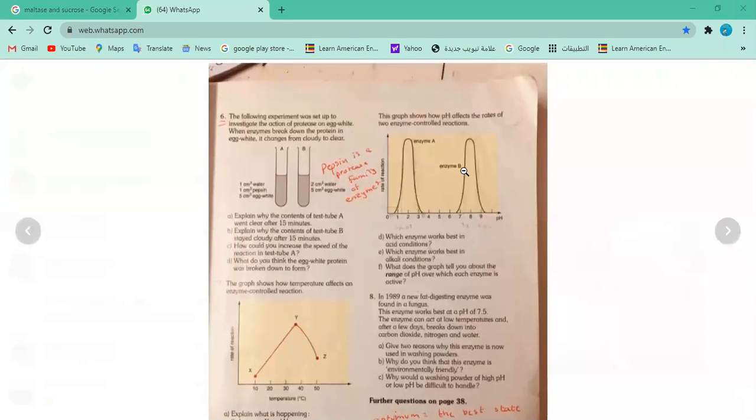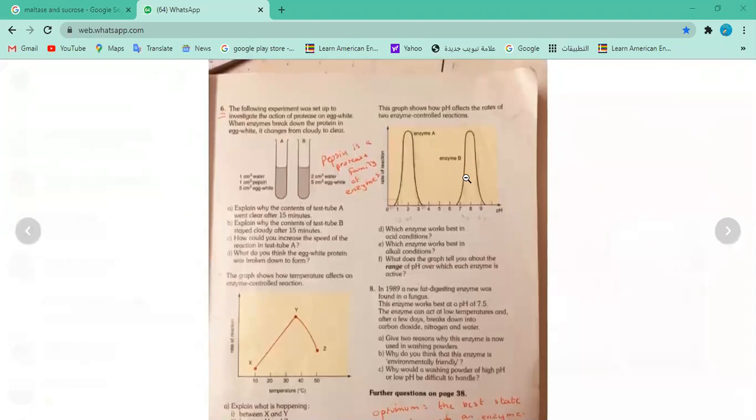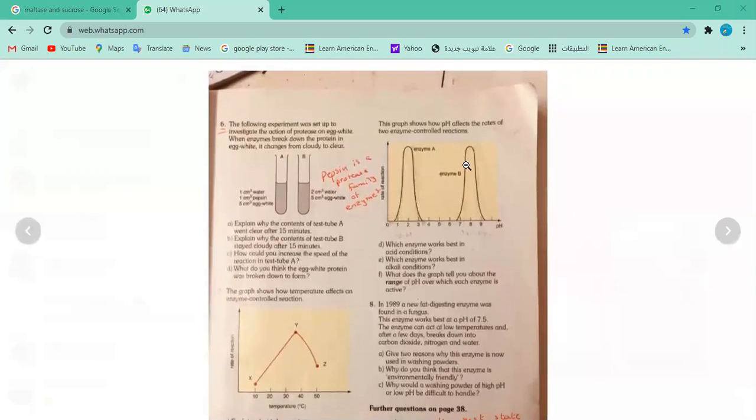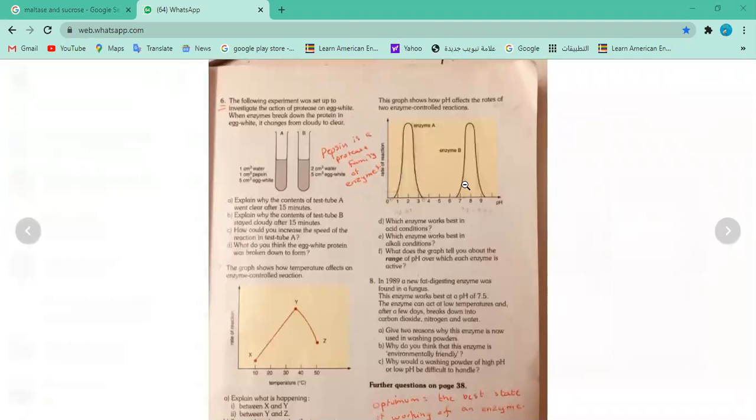What about B? Which part is it active in? Which enzyme B works in alkaline? In alkaline, yeah. So if you lower the pH for this enzyme, do you think the rate of reaction will be increased? If you lower the pH for B? No, because the pH. Would you please explain that? We can't hear you. No, it will not. Why?